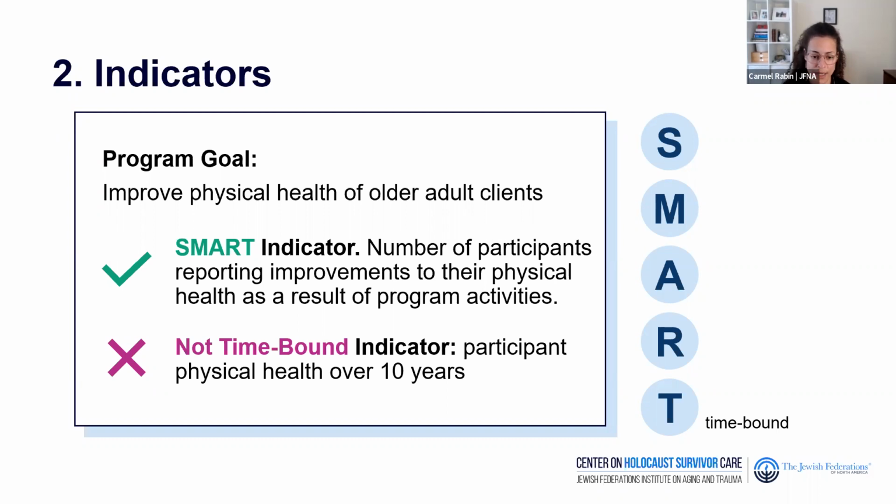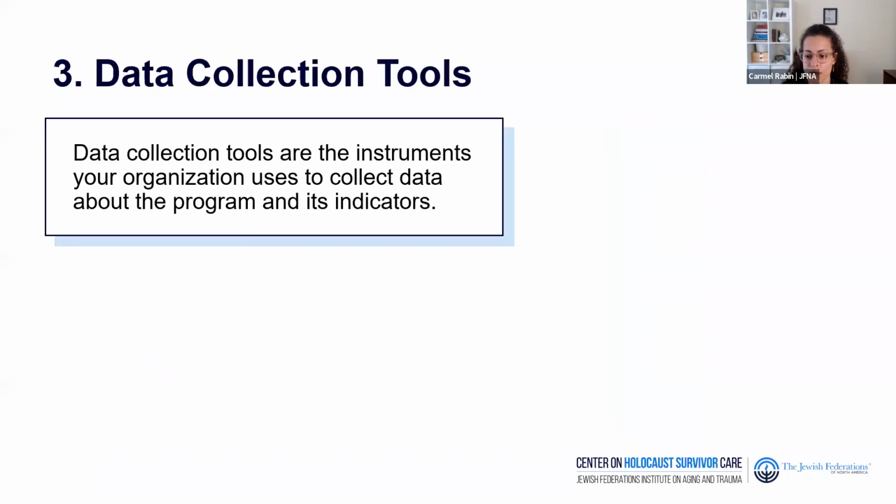period. An indicator that's not so time-bound would be participant physical health over 10 years. Yes, of course, your activities will hopefully lead to improved health in the long term. But since we have a 2-year grant, we also have to make sure that our indicators are bound within that 2-year grant period.